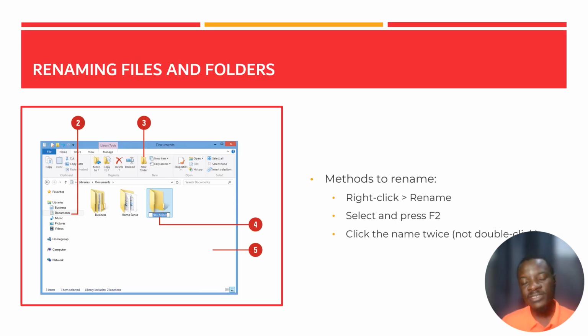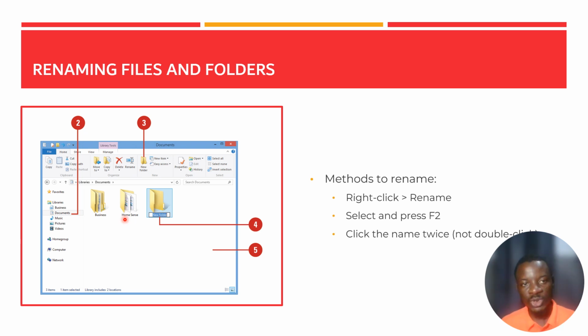Renaming files and folders is simple. You just have to right click on the file and click on Rename. Or you select the file and press F2 on your keyboard. You can also click the name once you select it. When you select it, you click it again and it shows this edit section here where you can start typing the new name of the file.